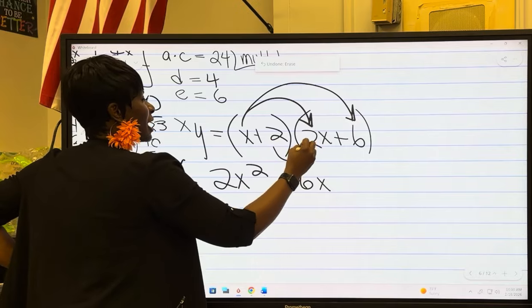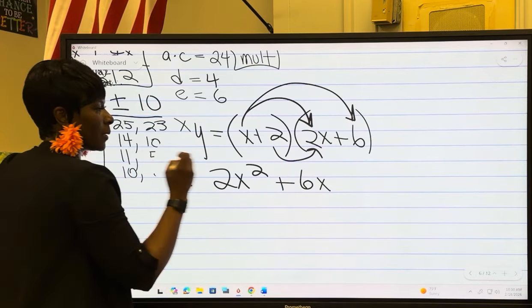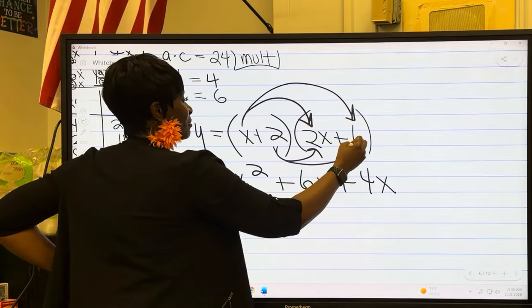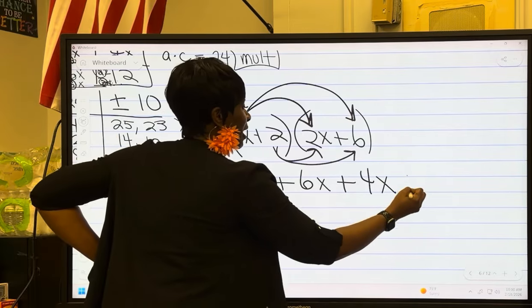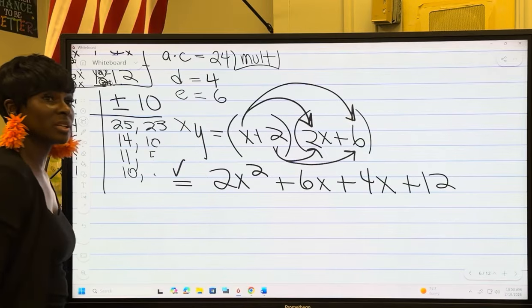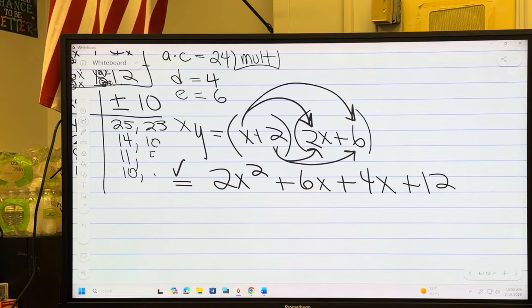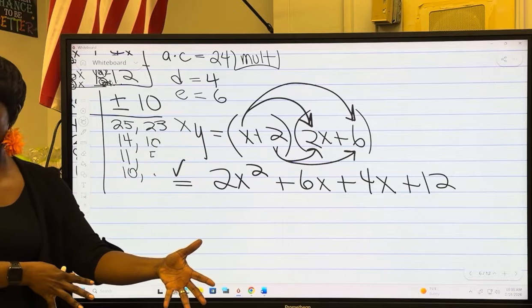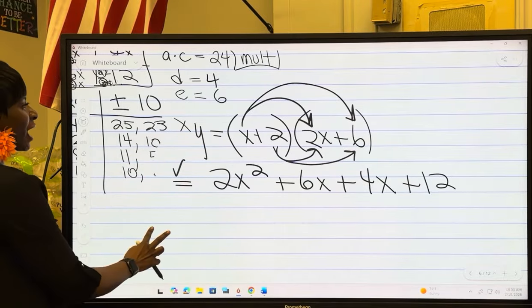Then we got 2 times 2x. What do I get? Positive 4x. And then we got 2 times 6. What did that give me? Positive 12. Question, did I do this correctly? Yes, because it gave me back what I started with. Why did I do that? Just to make sure I factored it correctly. Are y'all following me? All right, now let's keep going.